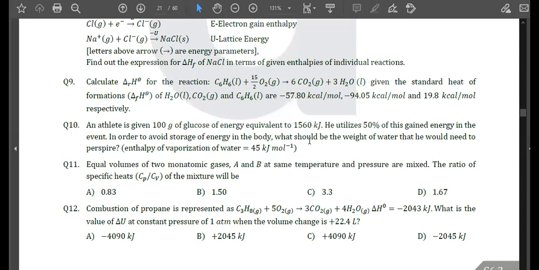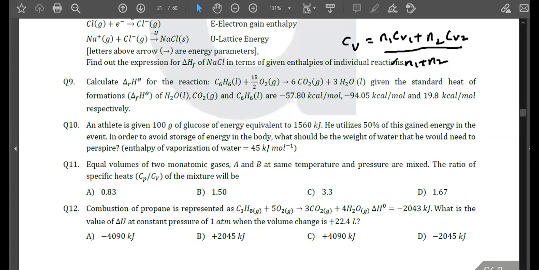See, when you talk about Cp by Cv, just think about this. We know that the average formula of Cv average is equal to N1 Cv1 plus N2 Cv2 by N1 plus N2. Yes or no? Right? But since equal volume is given, you don't have to worry about this equation at all.